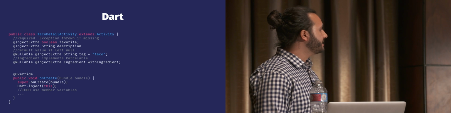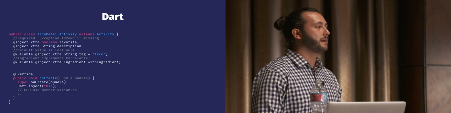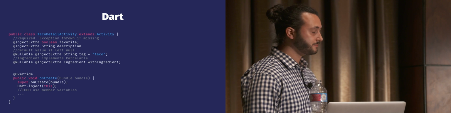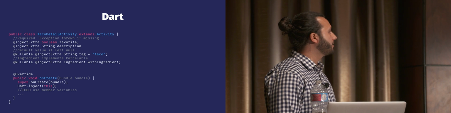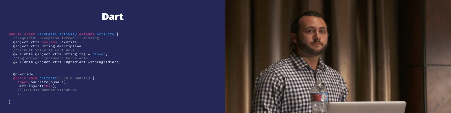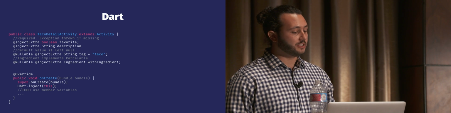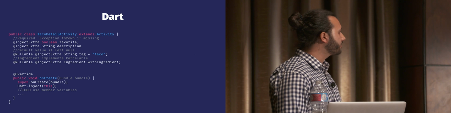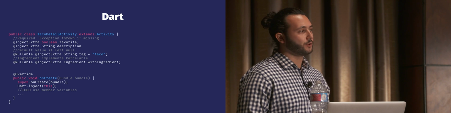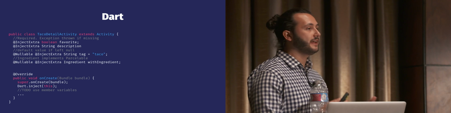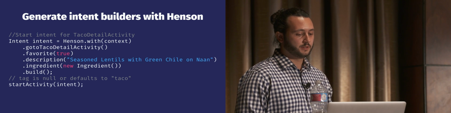We can also inject an entire model, as long as that model implements Parcelable. And Dart will handle unwrapping that and setting that as a property on this activity. So once we use Dart inject, we can start using those member variables that we've defined. Right, so now how would we go about setting these extras on the intent?